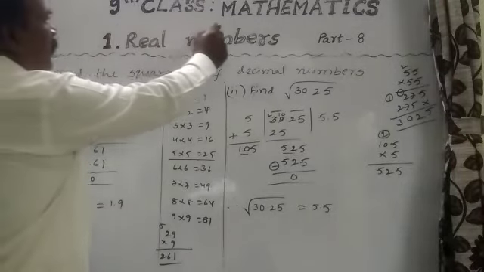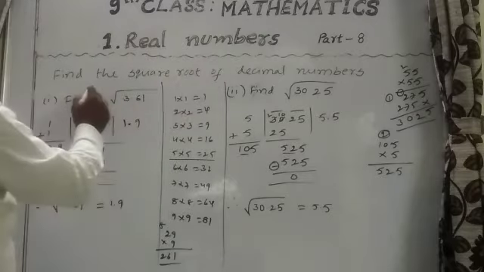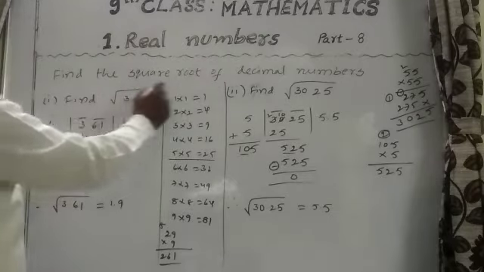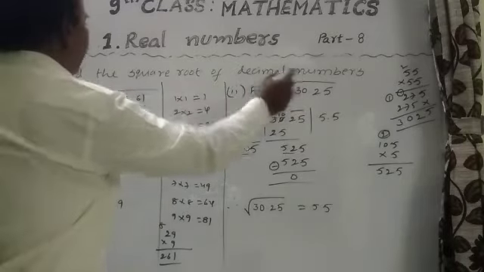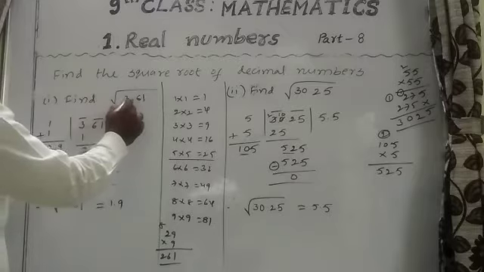Ninth class mathematics. Real numbers. Find the square root of decimal numbers. First one. Find the square root of 3.61.